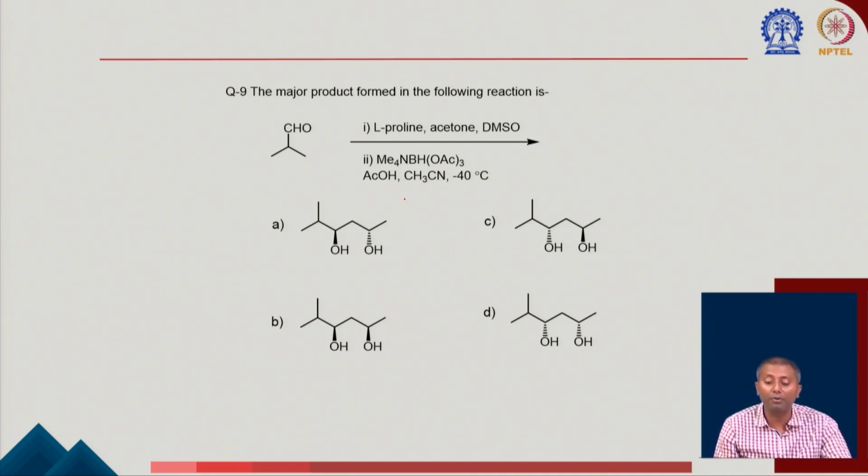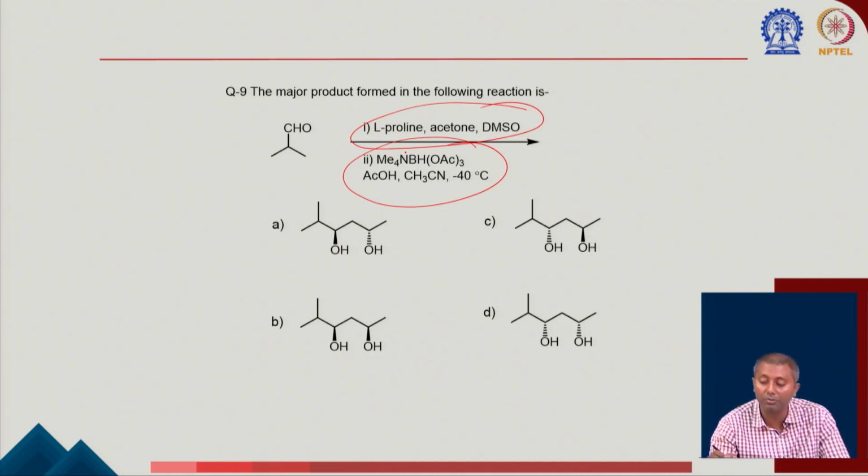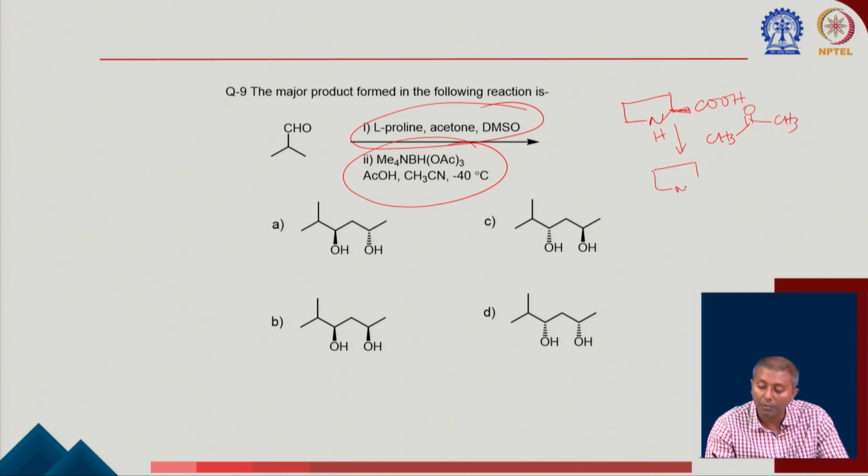The major product formed in the following reaction is... so if you treat with L-proline first and then you are using this another H minus source, so you are using a reducing agent, the boron-based reducing agent. So first thing what is going to happen if you have an isopropylaldehyde, you use L-proline. I think if you have gone through this asymmetric catalysis with proline-based asymmetric aldol reaction, then here there is acetone. So acetone is going to react with the corresponding proline, going to form the iminium.